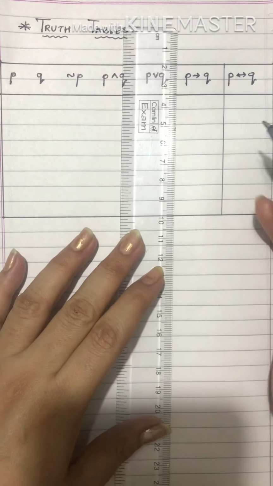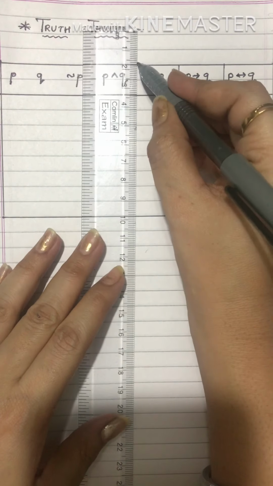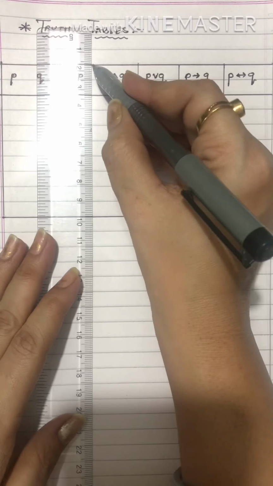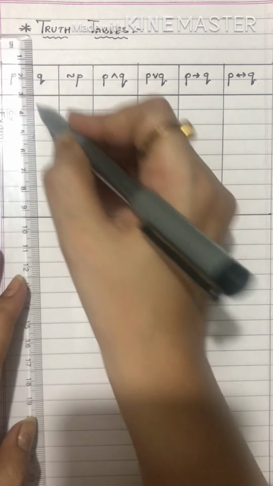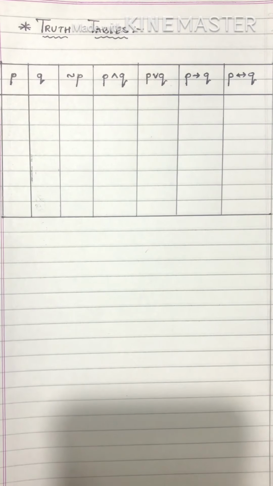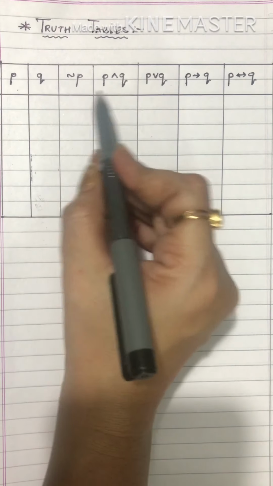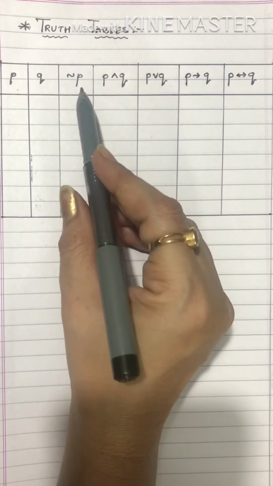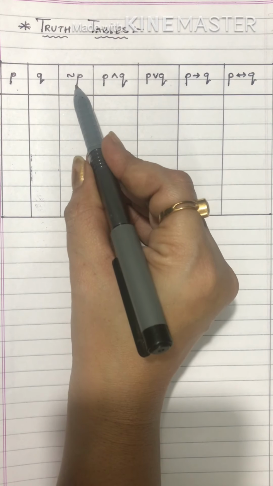Now let's see. What I am going to do here is, in this one single table I am going to explain all the connectives together. See, I have taken the first two columns P and Q. These are two statements. Let's say P and Q are any two statements given, and then I have used different columns representing different connectives. Here I have used a negation of P.